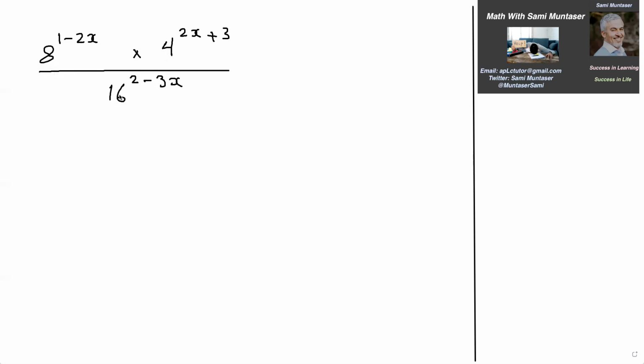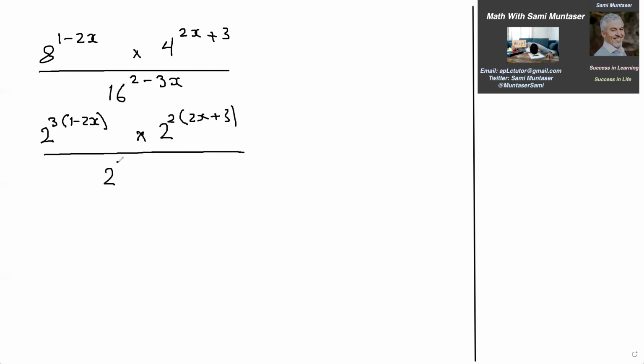But here, all of them, I could see that I could express them as a base of 2. 8 is 2 cubed, so I could change this to 2 to the power of 3, and I still have the 1 minus 2x lingering outside there. And times 4, we're changing them all to base of 2, and the 4 could be expressed as 2 to the power of 2, and we still have the 2x plus 3 besides that. And the 16 is 2 to the power of 4 because that gives you 16, and then we have the 2 minus 3x in there. And now we're allowed to use the exponent laws because all the bases are the same.